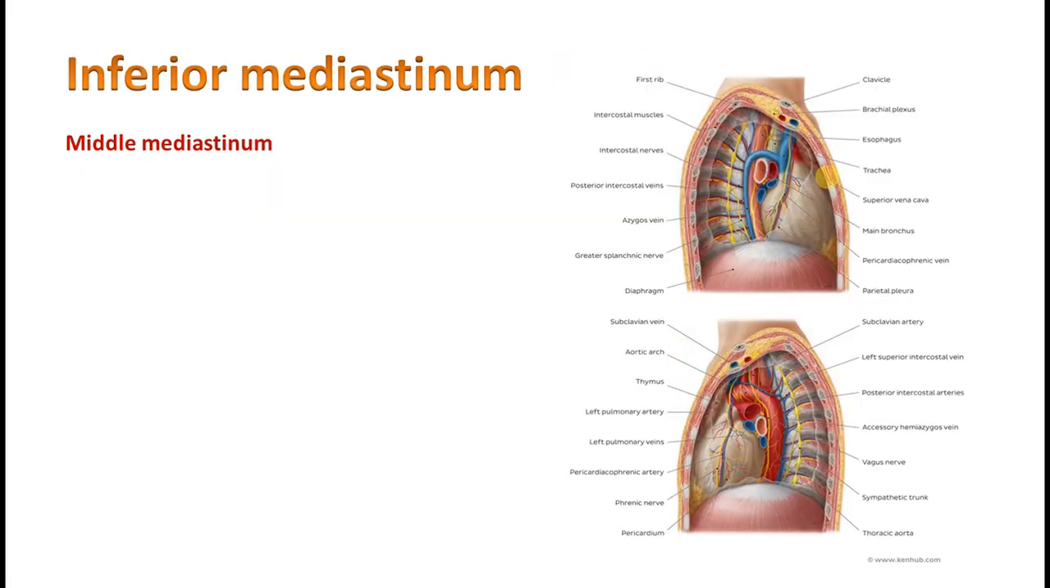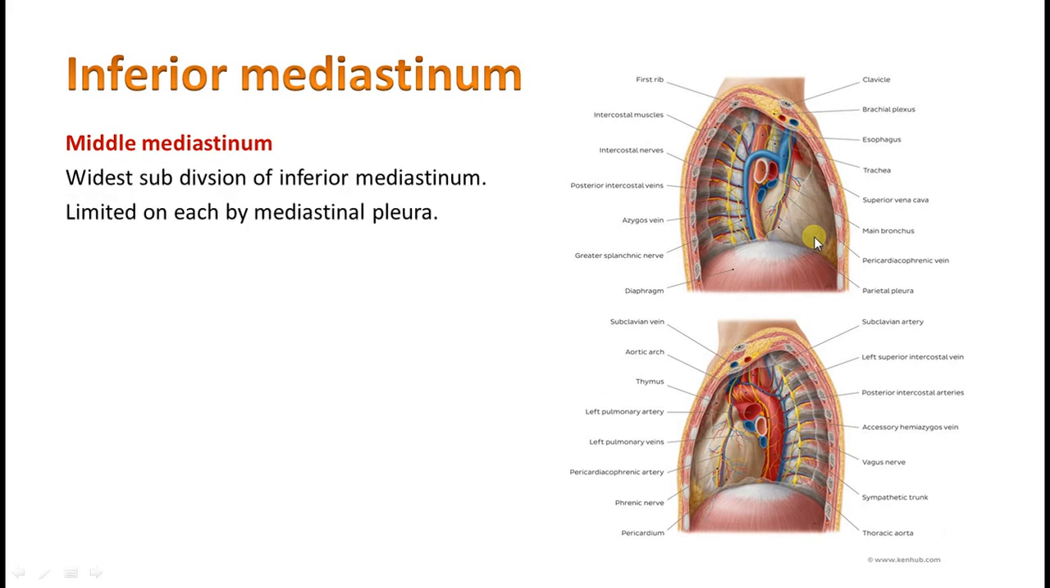Next, coming to behind the anterior mediastinum, you see the middle mediastinum. The middle mediastinum mainly consists of the heart with the fibrous pericardium. It is the widest subdivision, and you are able to see the view from both sides. This is the view of the middle mediastinum from the right side, and this is the view from the left side. So mainly it consists of the heart with the fibrous pericardium.